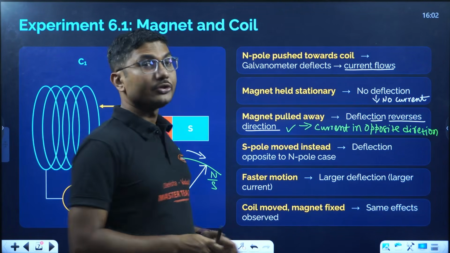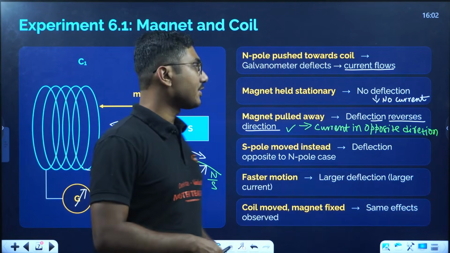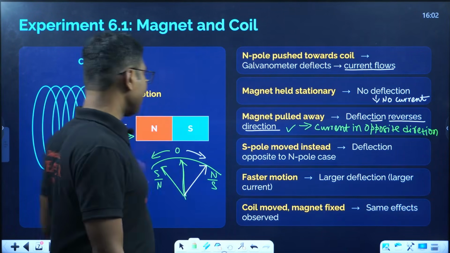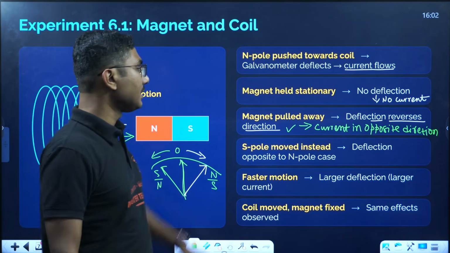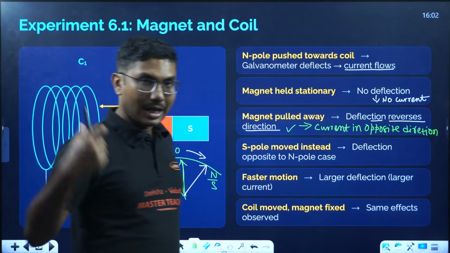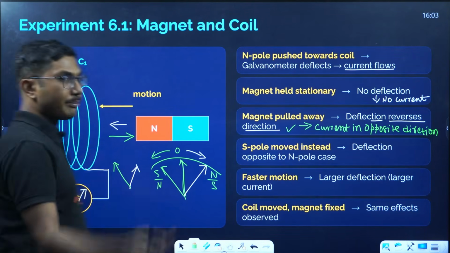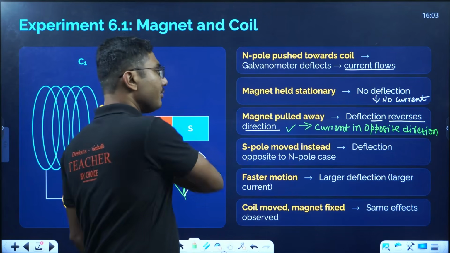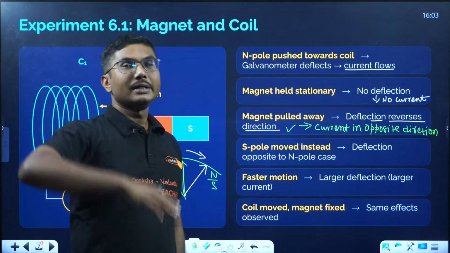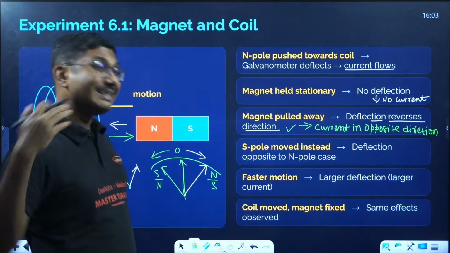Now if the motion is very fast, if you move the magnet very fast, then what happens? The deflection of the needle increases, larger than the previous one, so that means the amount of current increases. Suppose when you are moving it slowly, say 1 ampere current is flowing. If you do it faster, then the deflection will be for 2 ampere, so it will give you 2 ampere current. So current increases.